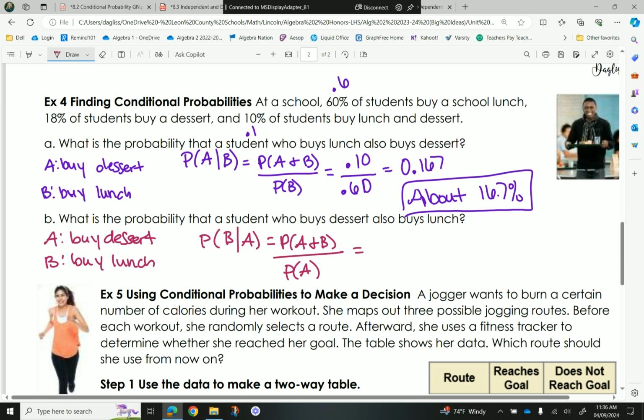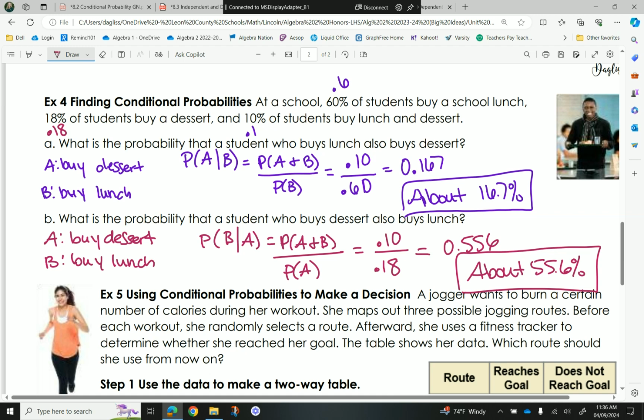Okay, so my top is the same, right? Buying a lunch and dessert. That's still 0.1. What's the probability that they are buying just dessert? 0.18. And this is going to give me 0.556. So about 55.6%. So yes, order definitely matters, because as y'all saw, the setup changed. Our denominator did change, so that is going to change our outcome.